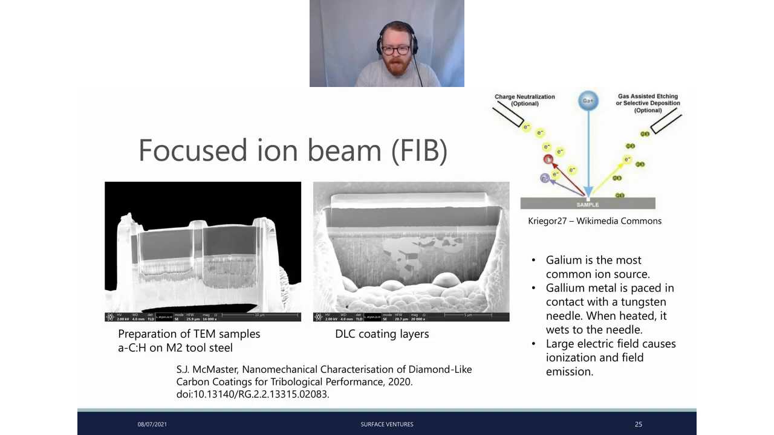The gallium metal is placed in contact with a tungsten needle and heated. The gallium will wet to the tungsten, and then you can use an electric field to direct those gallium ions towards the surface, and these high energy ions will mill away the surface. And typically for getting the various different geometries, a specific electron microscope with additional tilt functions is used, or dual beams would typically be used.